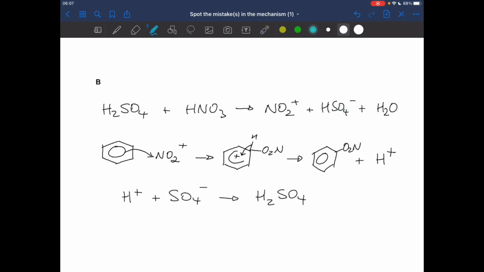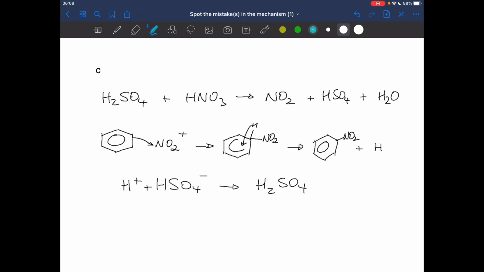Mechanism B, the first equation's fine. The mistake they've made, they've actually repeated it. So you can either count this as one or two mistakes. It's the connectivity of the nitro group. The nitro group is bonded via the nitrogen and not via that oxygen. So they've kind of repeated that mistake there. And the other mistake they've done is they've forgotten the H. It's HSO4 minus as in there.